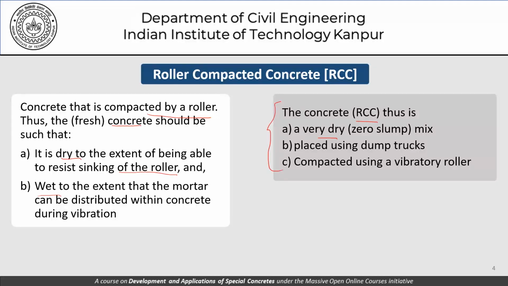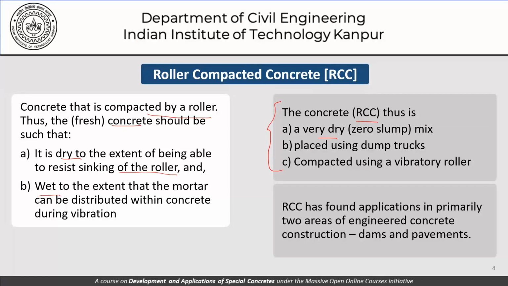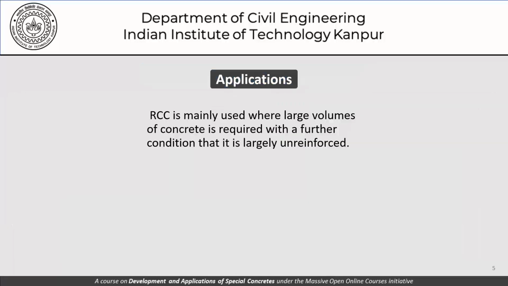Now this is basically the characterization of this mix and has found its applications primarily in two areas of engineered concrete construction, dams and pavements, as we'll see. Both these areas, that is dams and pavements, are characterized by large volumes of concrete and are largely unreinforced. Why reinforced concrete is a difficult proposition to do with roller compacted concrete? That's something which I'm leaving to you to think about.